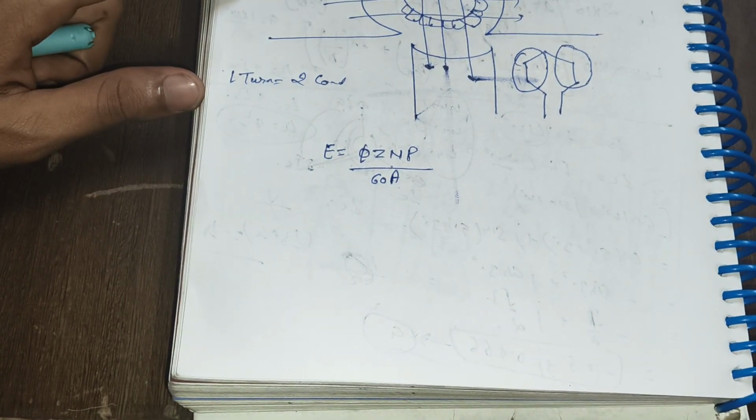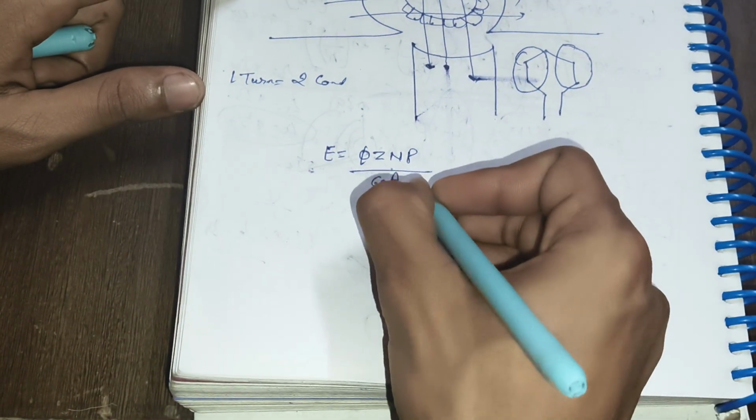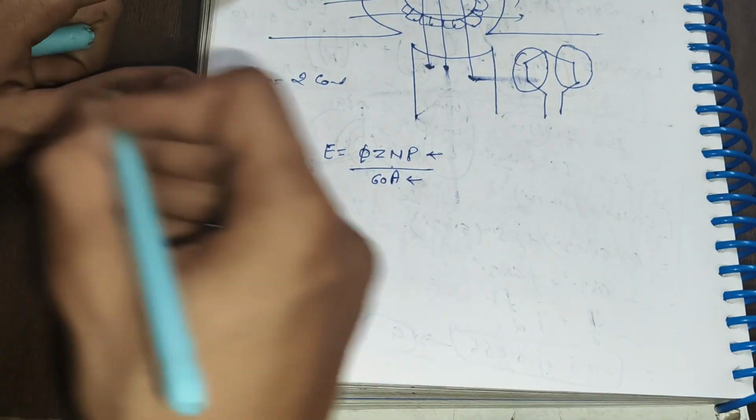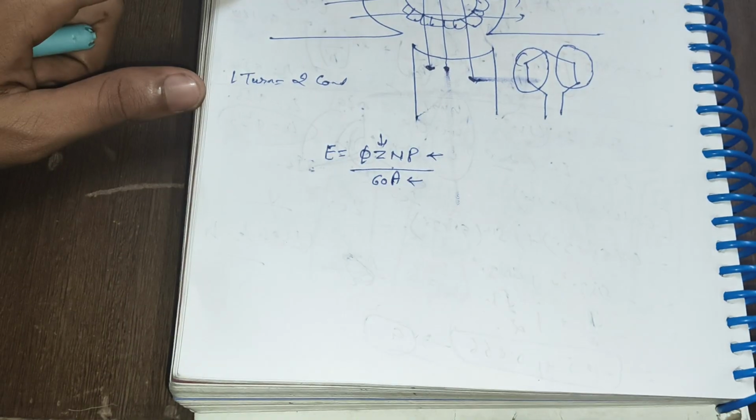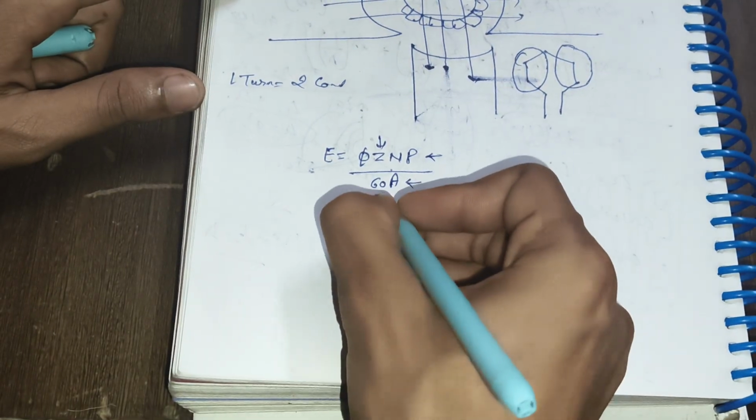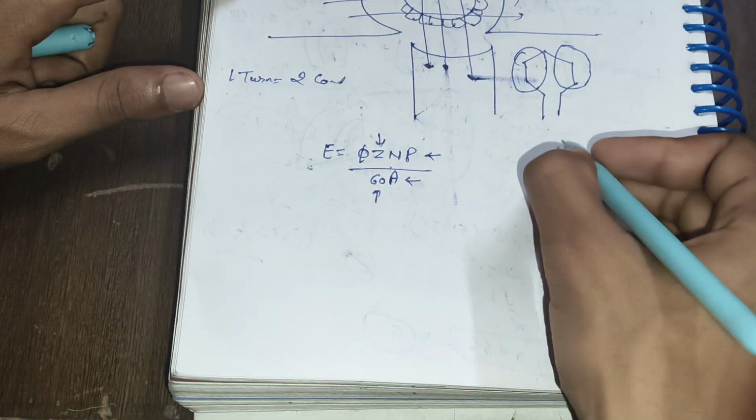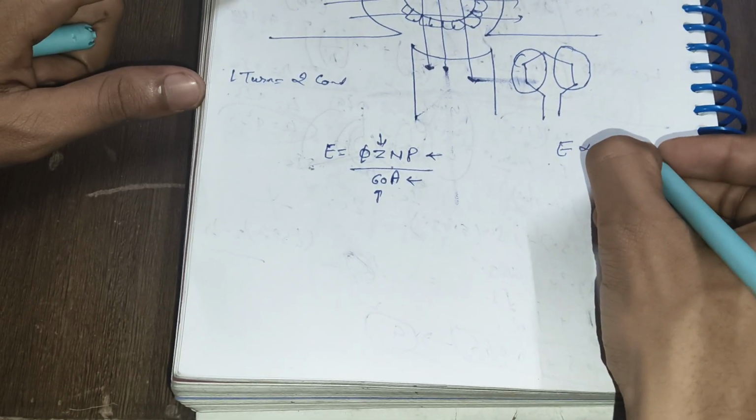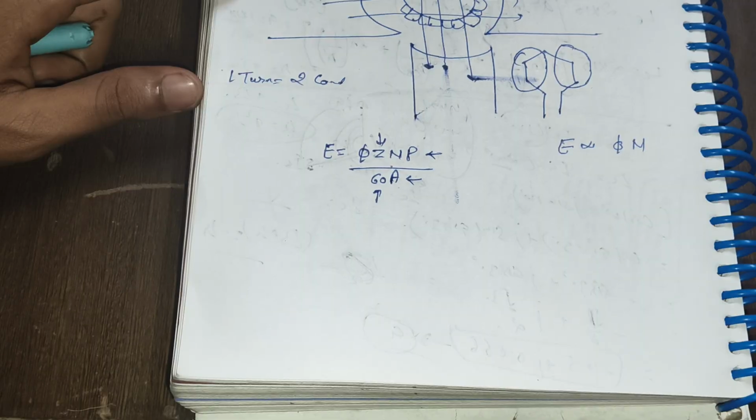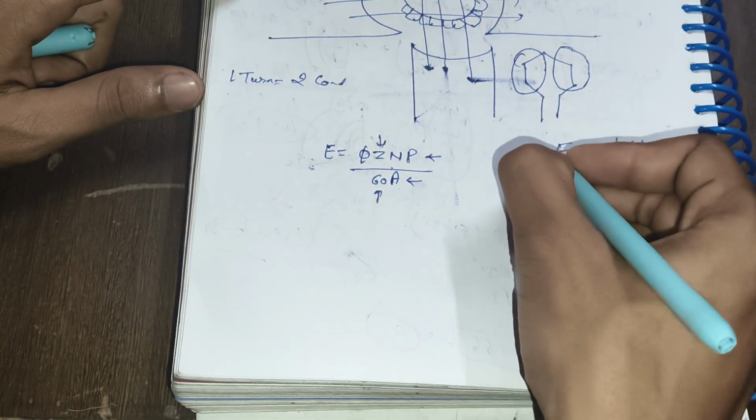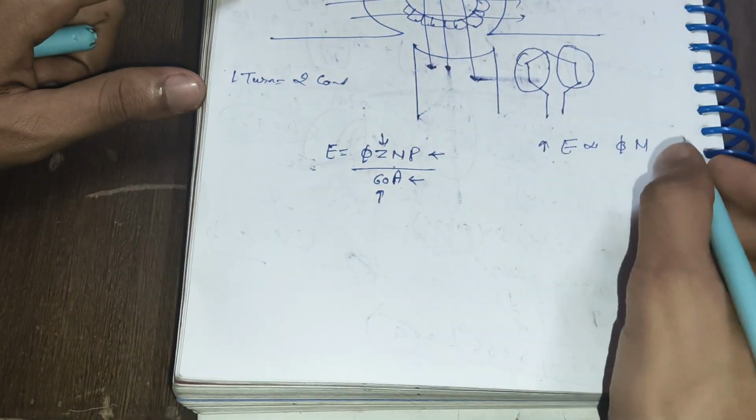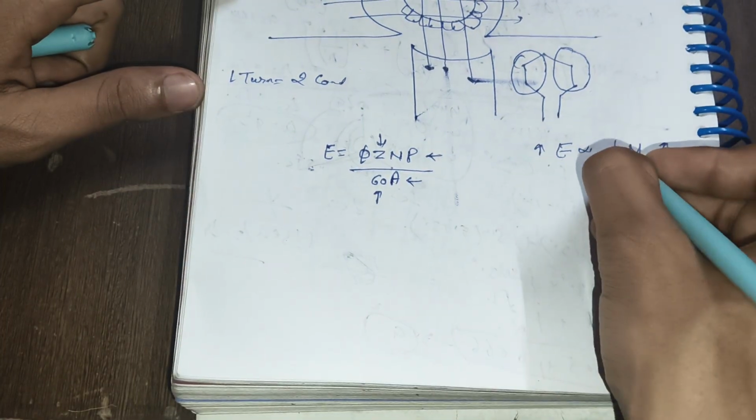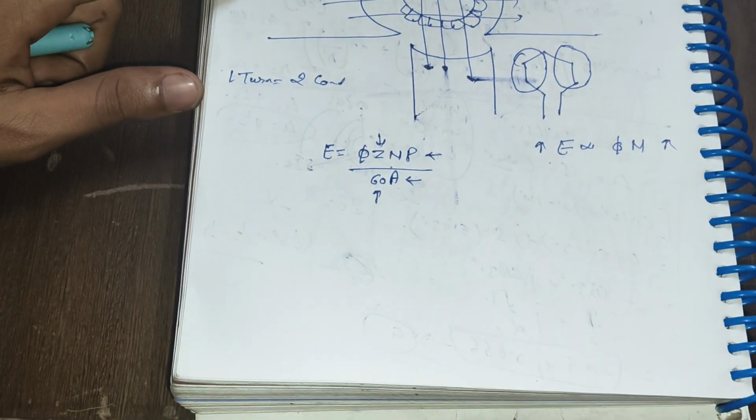For a particular DC machine, the number of parallel paths is constant, poles are constant, conductors are constant, and 60 is also constant. So the EMF is directly proportional to flux and speed. As the speed increases, the EMF increases. As the flux increases, the EMF increases.